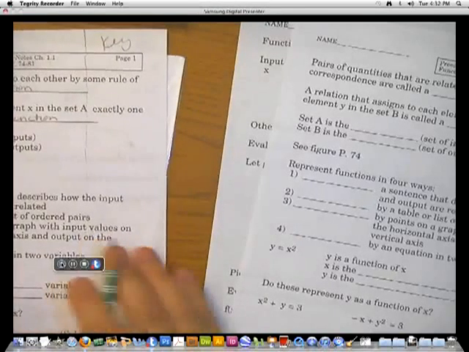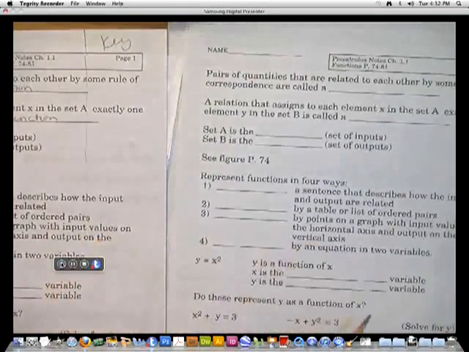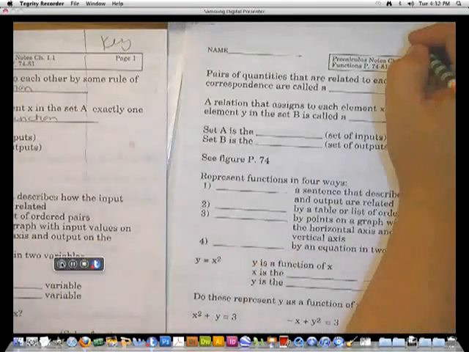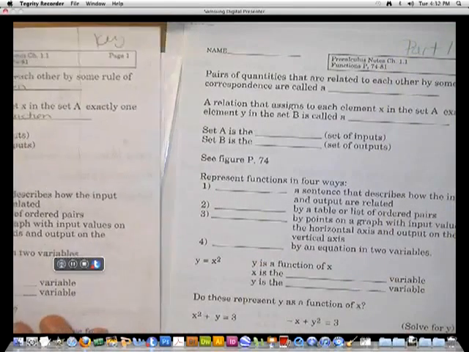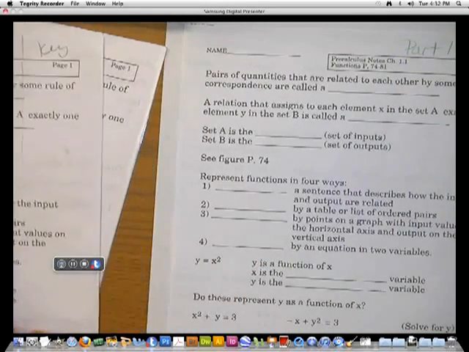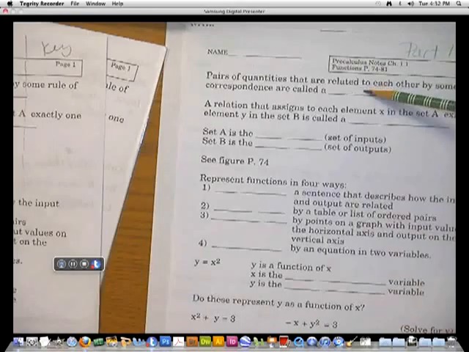Alright, next we have 1.1. We're going to be doing this in a couple parts. So this is going to be 1.1 part 1. In the first ones, we have our vocabulary: relation, function.